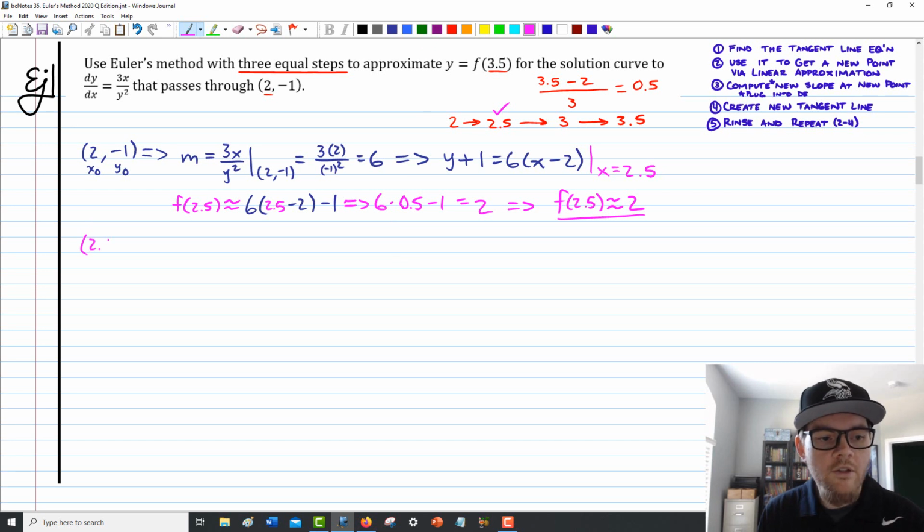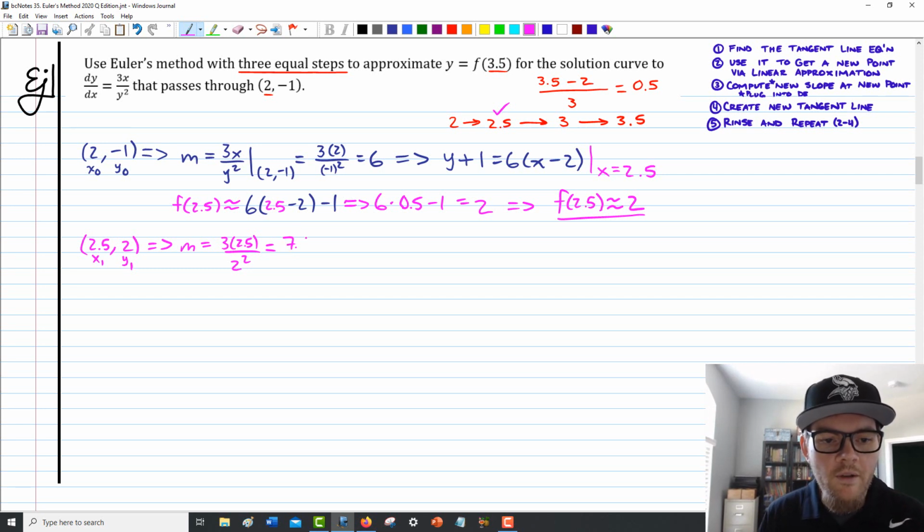We now are going to use the point 2.5, comma 2 as our x sub 1 and y sub 1. Now that we have new x and y, we're going to plug into the slope equation and get those new values. This will be 3 times 2.5 all over 2 squared, which is going to be equal to, oh shoot, I didn't do it the exact same way. You'll live. You'll be fine. This will be 7.5 divided by 4. 7.5 is the same thing as 15 over 2. So when we divide that by 4, we get 15 over 8.